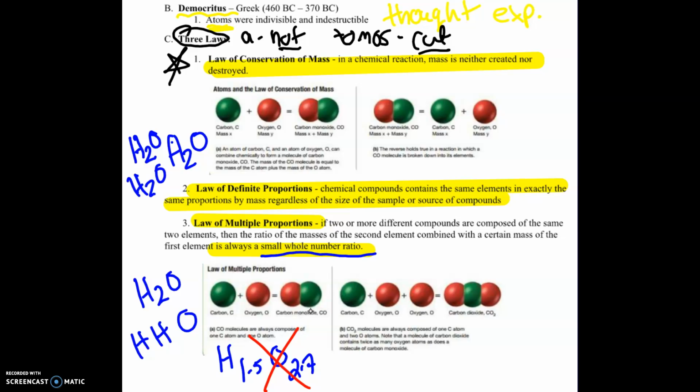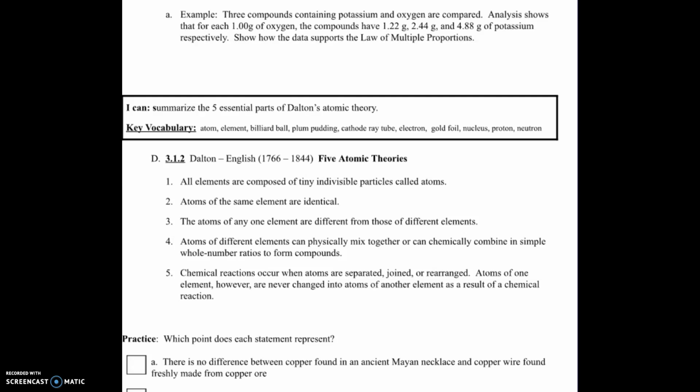Okay, let's go to the next page. So here's our example. We have three compounds and they all have potassium, remember chemical symbol K, and oxygen, symbol O. They are compared. Analysis shows that for every 1 gram of oxygen, we're going to keep that constant, the different three compounds have 1.22, 2.44, and 4.88 grams of potassium respectively. So how does this support the law of multiple proportions?